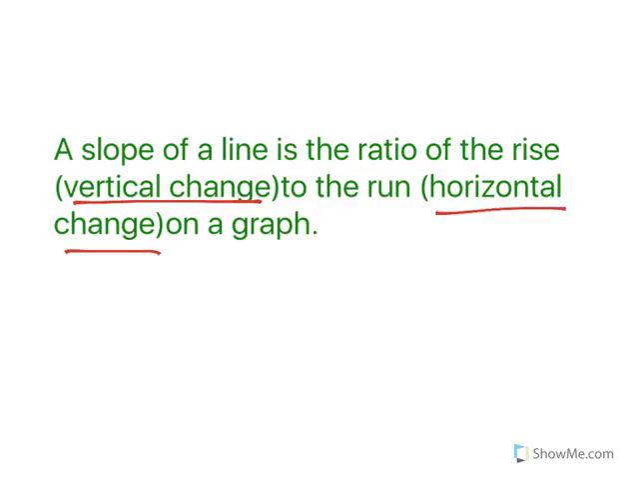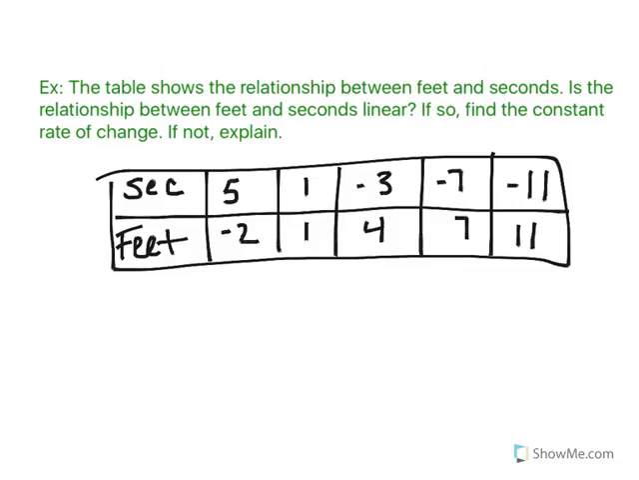So in this lesson, I'm going to give you some examples where I give you a graph, and I'm also going to give you an example where I give you a chart, and you're going to have to find that constant rate of change or that slope of the graph. So the first example says, the table shows the relationship between feet and seconds. Is the relationship between feet and seconds linear, or is that relationship constant, meaning there's a constant pattern that is formed? That's what that word linear means. Is there a pattern that you see? And then if so, find that pattern or find that rate of change, and if not, explain why it's not.